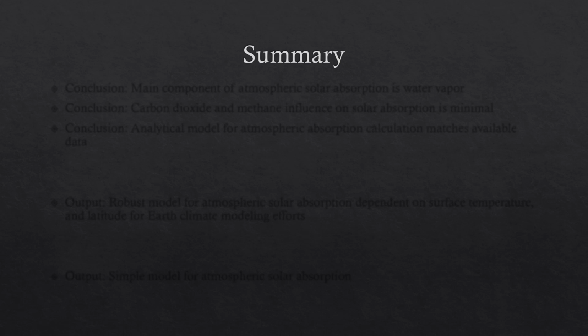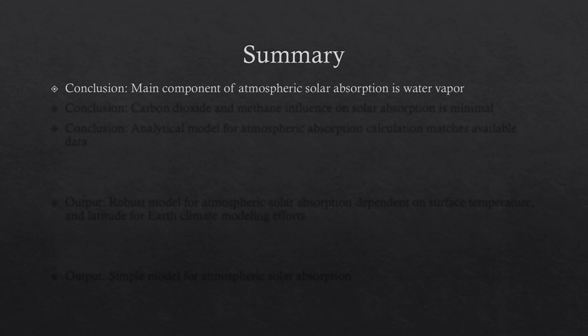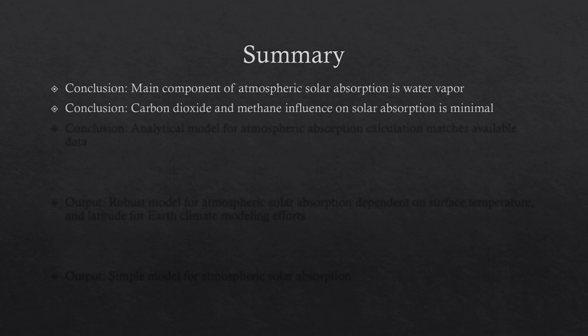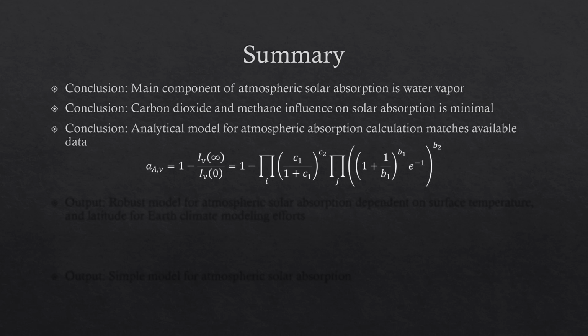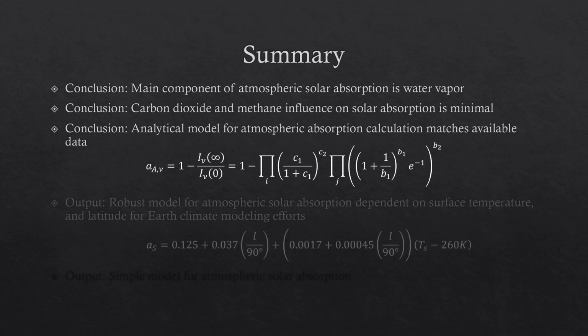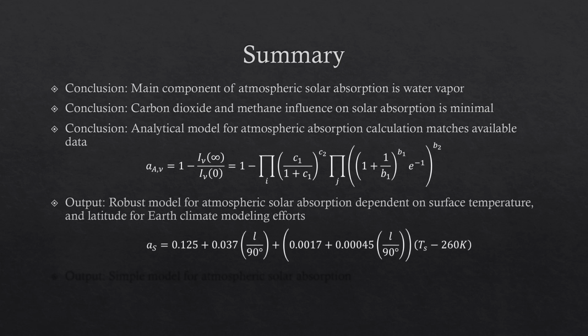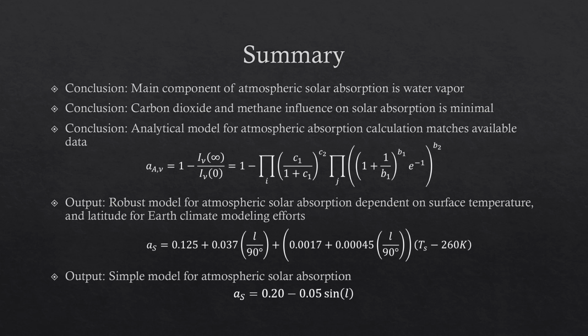In summary, the main component of atmospheric solar absorption is water vapor. Carbon dioxide, methane, and nitrogen oxides have minimal influence. The analytical model is accurate compared to reference data, as was shown with the graphic. The outputs are a robust atmospheric solar absorption model and a simple model based on latitude.